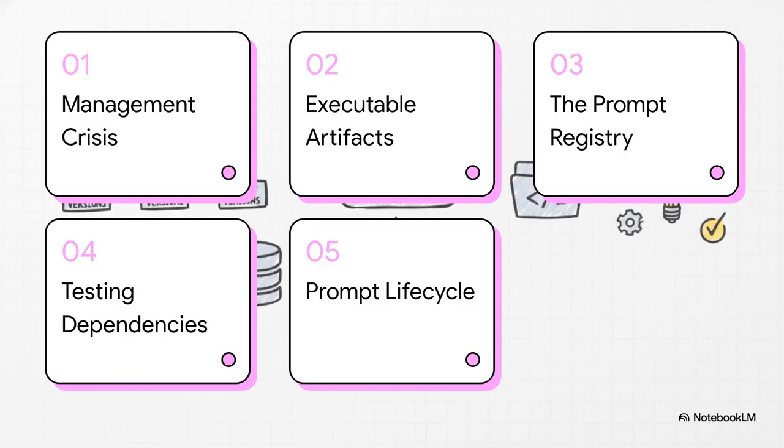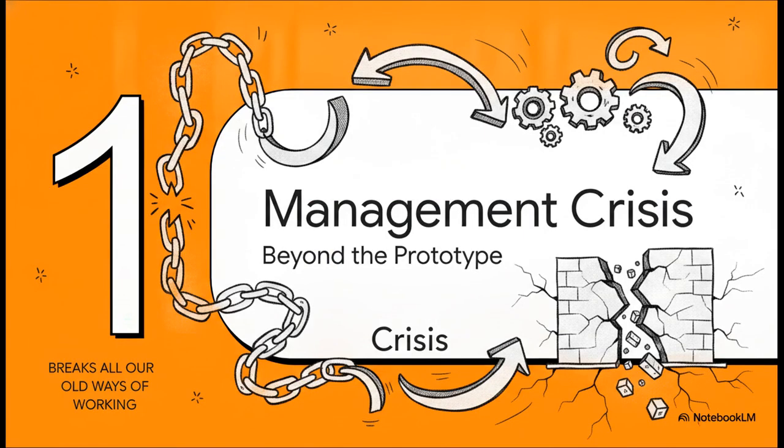Here's our blueprint for this explainer. We'll cover the prompt management crisis, why prompts are actually executable artifacts, how to build a prompt registry, navigating testing and dependency problems, and finally, the complete lifecycle of a prompt. All right, let's get into Section 1, the prompt management crisis, and why moving beyond the prototype stage breaks all our old ways of working.